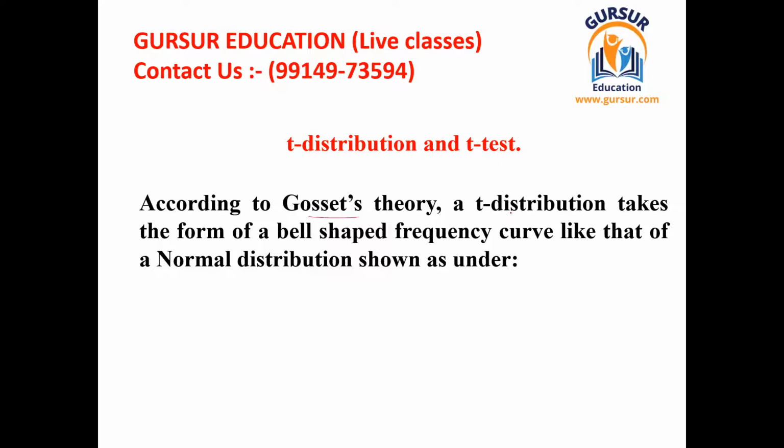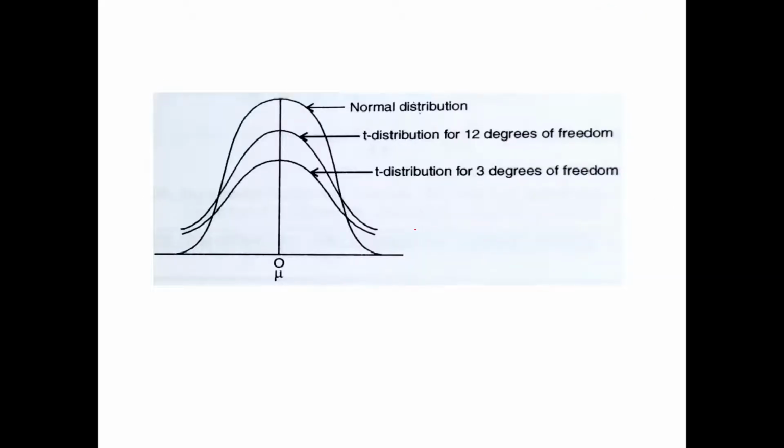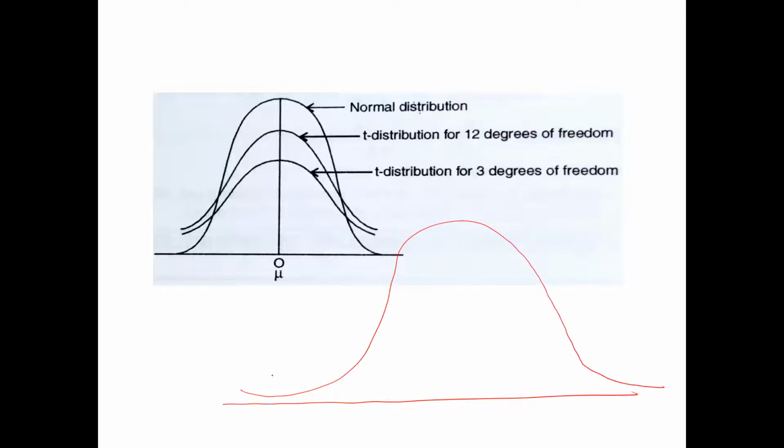According to Gosset's theory, the T distribution takes the form of a bell-shaped frequency curve like that of the normal distribution, shown as under. I told you that small samples may not take the shape of the normal distribution, but the T distribution takes the shape of the normal distribution, though not exactly like it. The normal distribution is like that, but a T distribution has wider tails, and its height is smaller than the normal distribution.